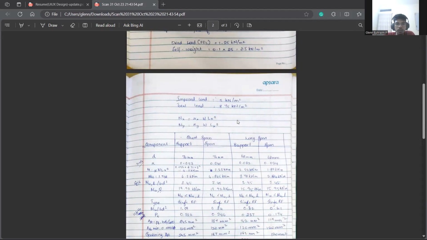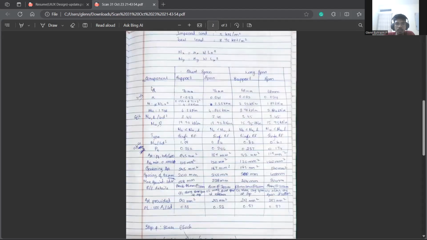Now there are two important formulas before we plot the table. The moment in the x direction is alpha x w Lx square, and the moment in the y direction is alpha y w Lx square. Now we plot the table. First is the component, and we divide it into short span and long span. Under short span we have support and span, and under long span also we have support and span.